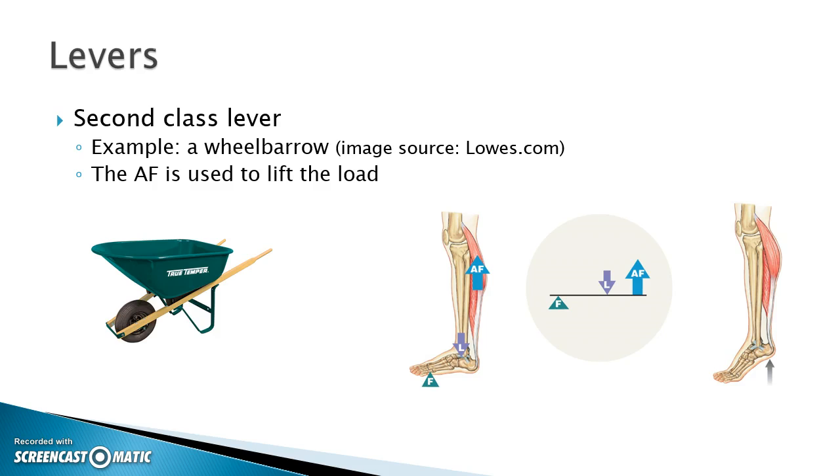A second-class lever has a load between the fulcrum and the applied force. Think of a wheelbarrow. The wheel is the fulcrum, the load is in the bucket, located in the middle, and when you lift the handles, you are applying force upward. In the body, an example is using the calf muscles to lift the legs up on the toes, which are acting as the fulcrum.